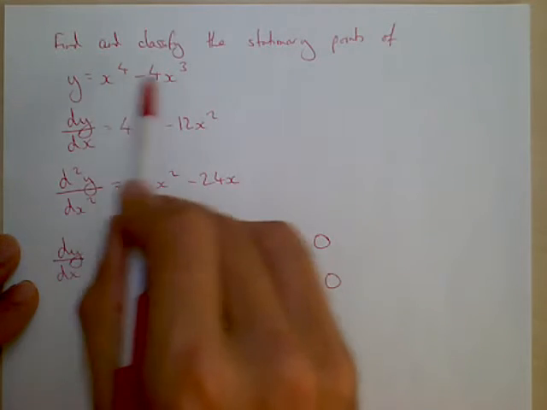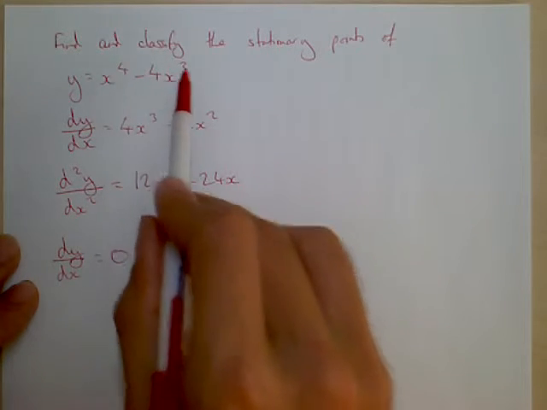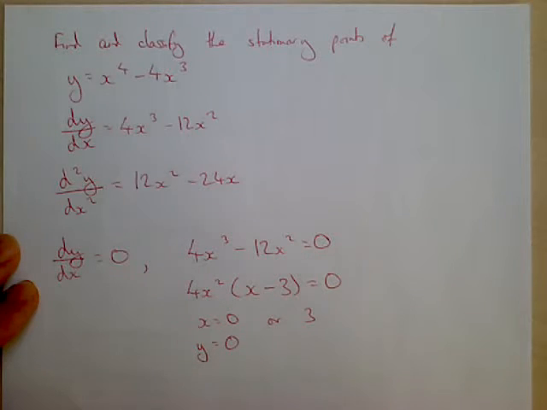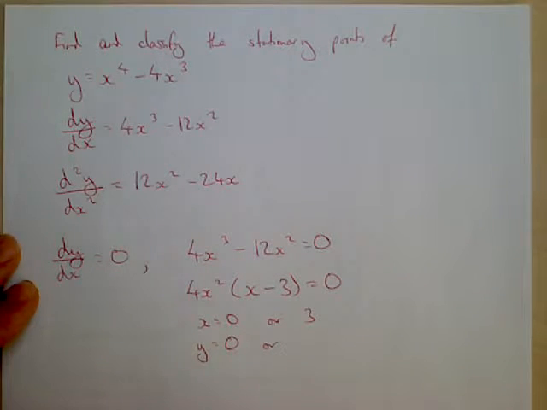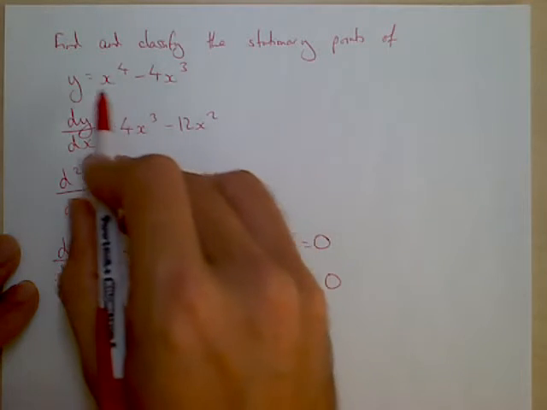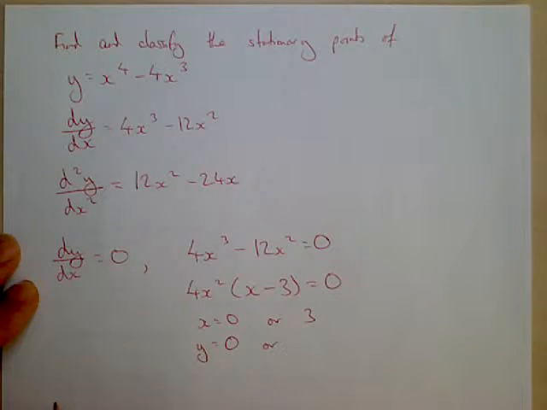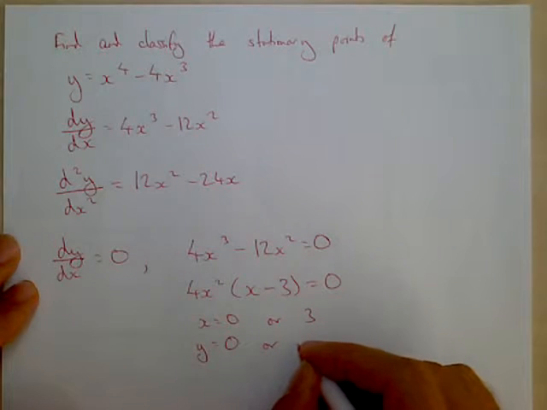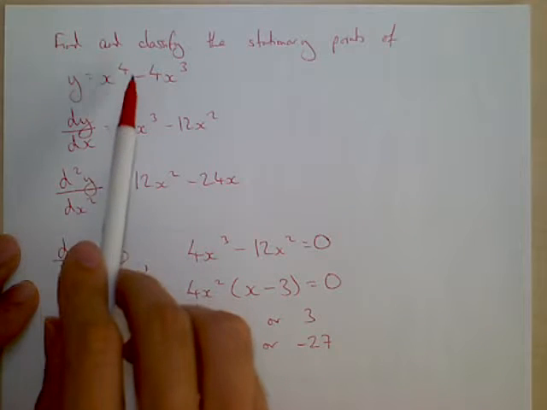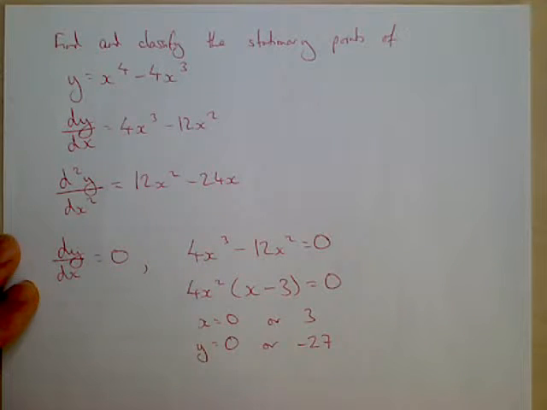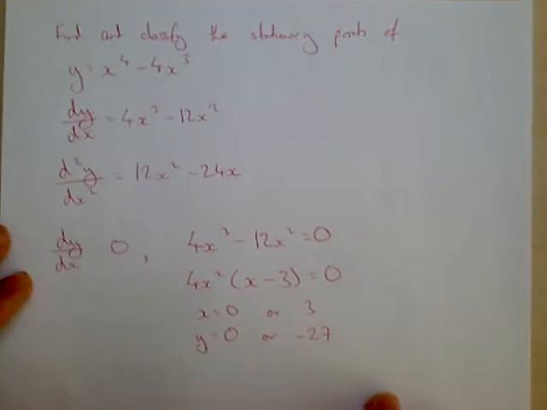So if x is 0, subbing that into there, I get 0 to the power 4 minus 4 times 0 cubed. That's just 0. So 0, 0 must be one of my stationary points. Or if x is equal to 3, then substituting 3 back again into the y equation, 3 to the power 4 minus 4 times 3 cubed, will give me minus 27. Now that I know where I have some stationary points, I need to determine whether they are maximum points, minimum points, or points of inflection.